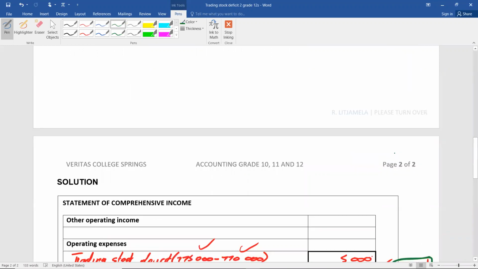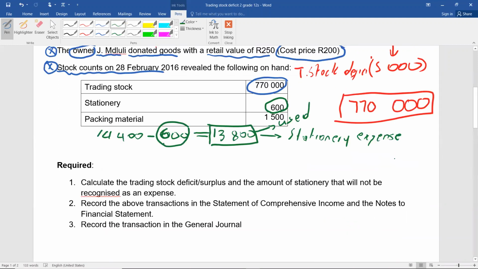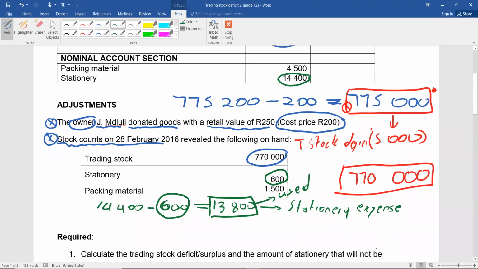And then, guys, I said to you, if accounting fails, apply your common sense. This is what we have in the trial balance. This is all the stationery that we bought. This is what we have on hand. It says here, on hand. This is English, I'm not talking about accounting now. On hand is what you still have. 14,000 is what you purchased. How much has been used?